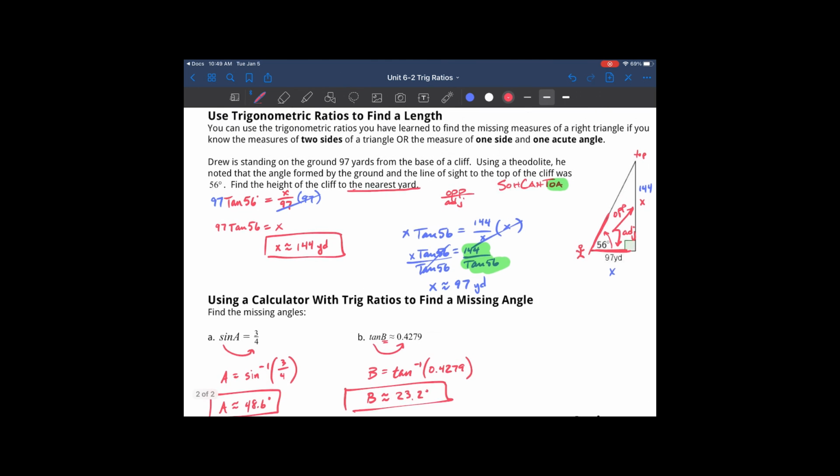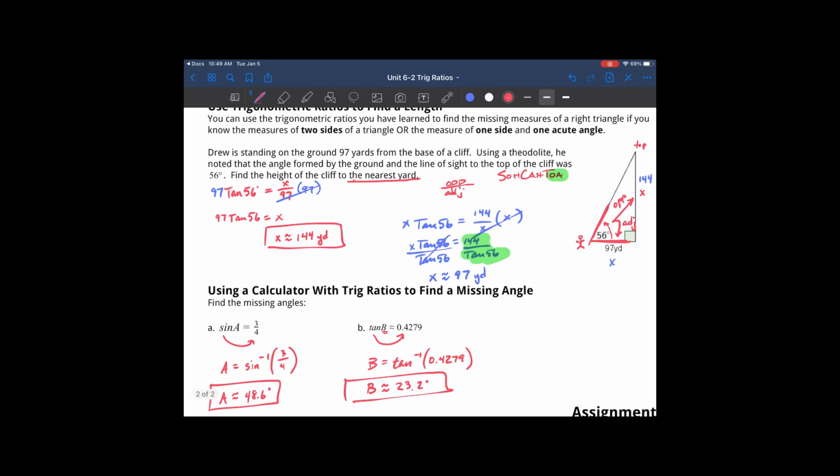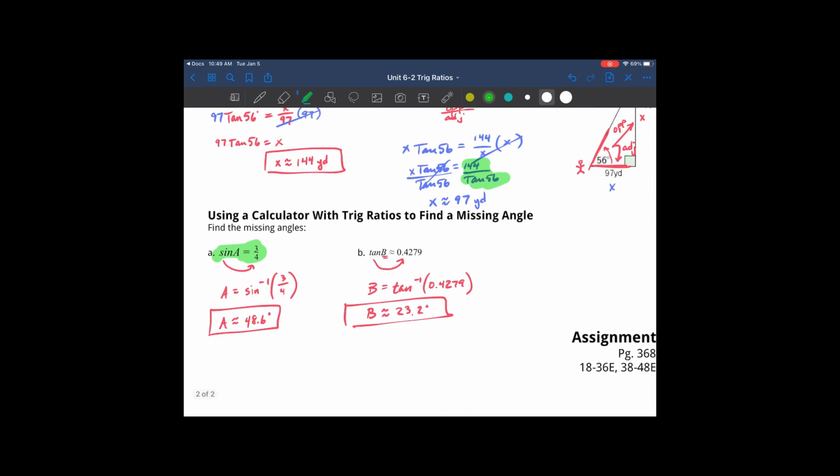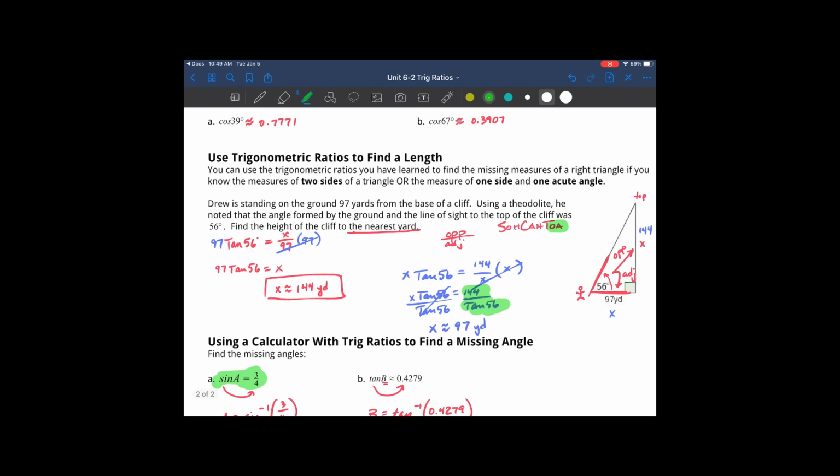So if we were doing this problem up above and we were missing the angle, that's how we would solve for the missing angle, because it would probably give us something like this first one here, and then I would have to move the sine over to make it sine inverse and then punch it in my calculator. And that takes care of trig ratios and everything involved with those.